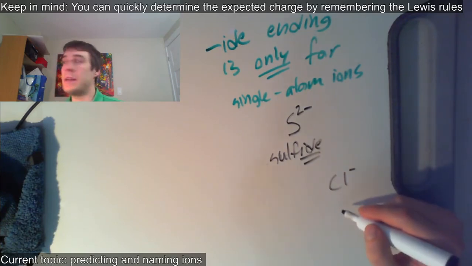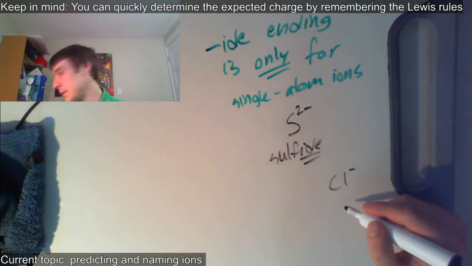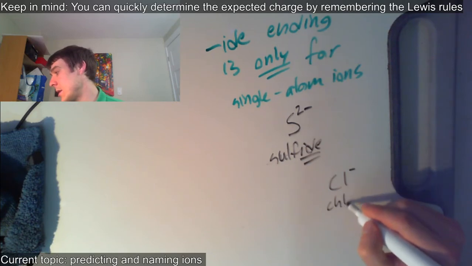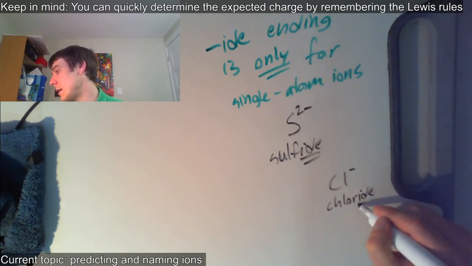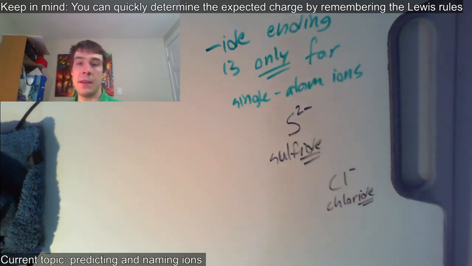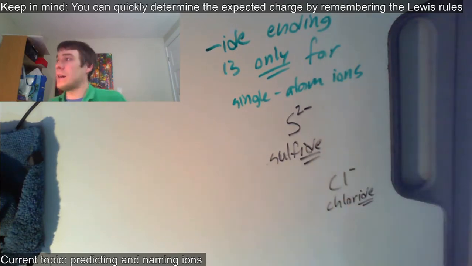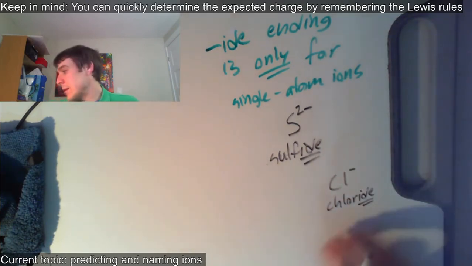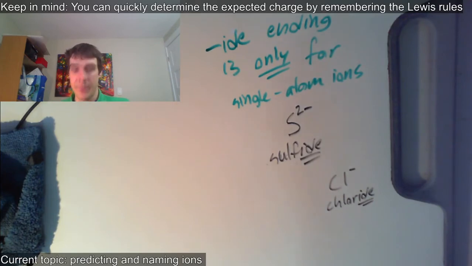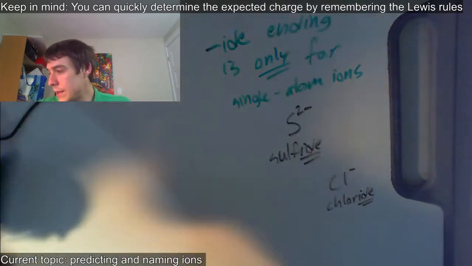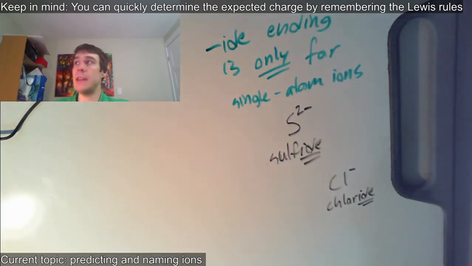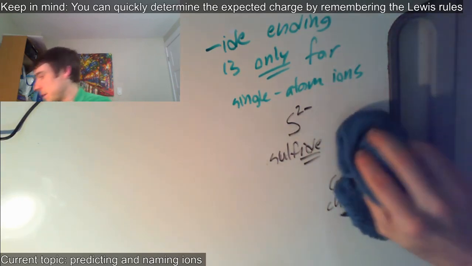Chloride, usually Cl minus. We don't write the 1. It's kind of a math thing. So this is chloride. So that's the sulfide ion. That's the chloride ion. The "ide" is always a negative and always a single atom negative. The single atom thing is very, very important here.